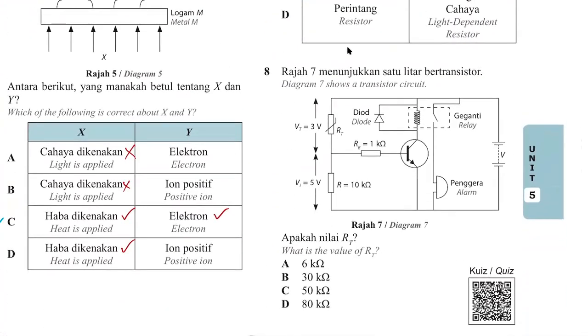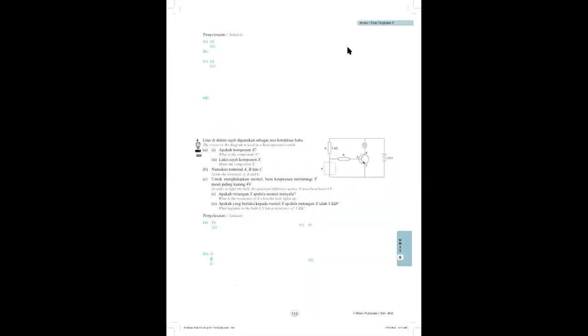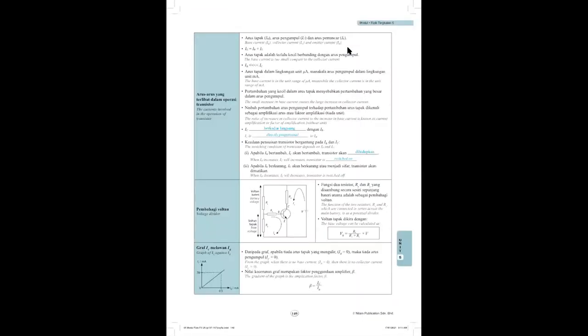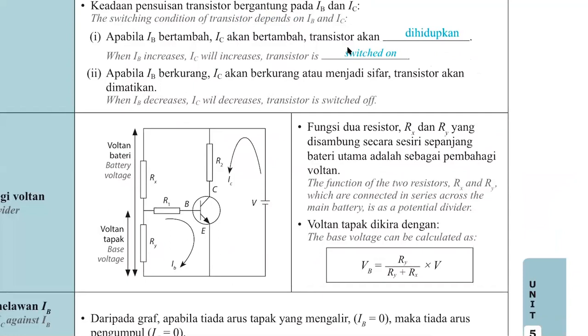Number 8. This one has a calculation question. What is the value of RT? How do we calculate this question? What is the formula? The formula is like we have discussed yesterday. Where is it? Here. This is the formula for the calculation.